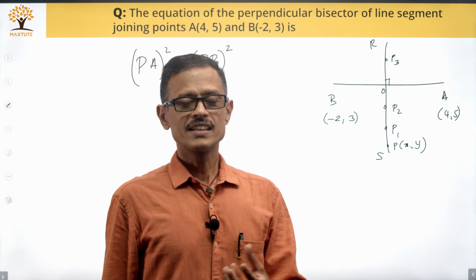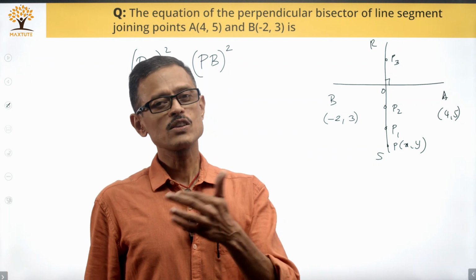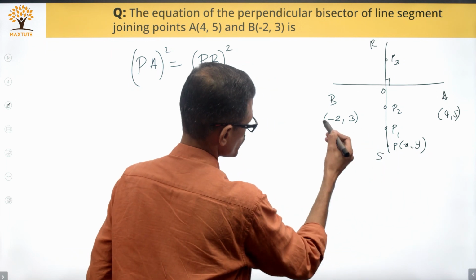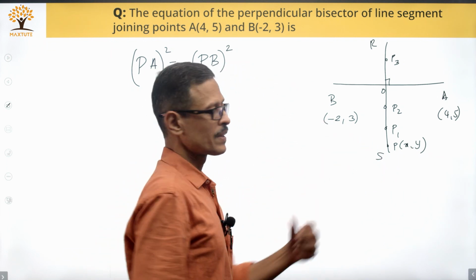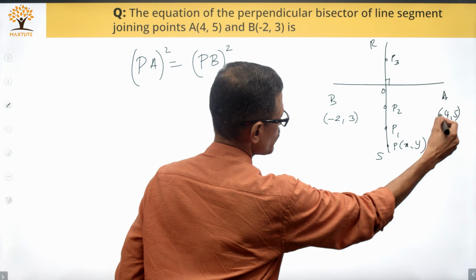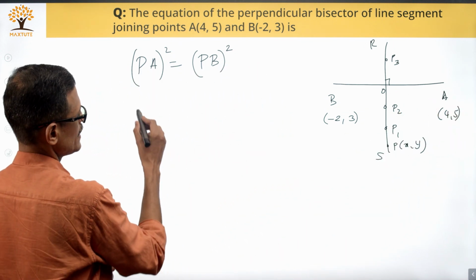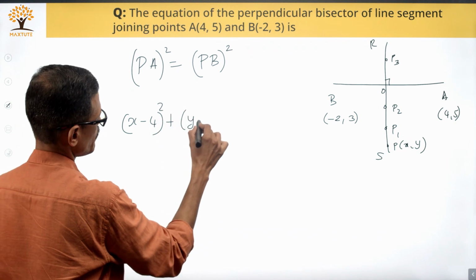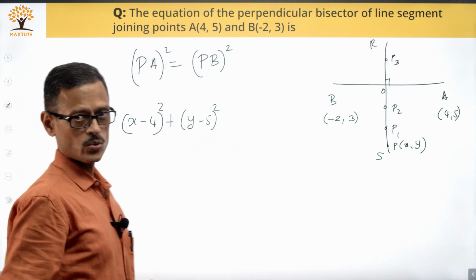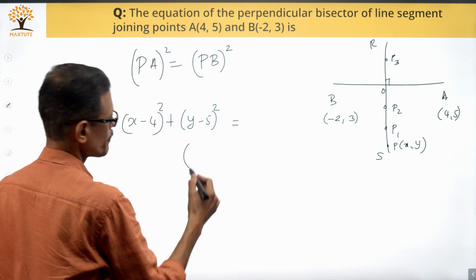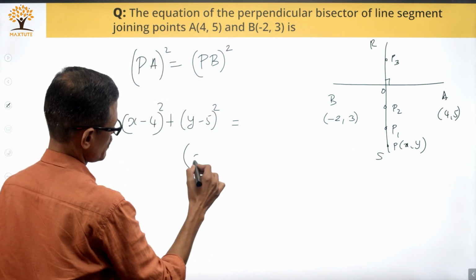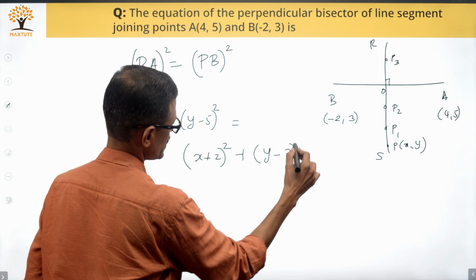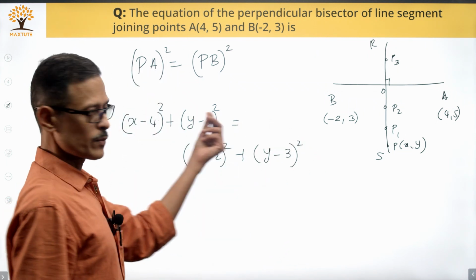Square of the distance is x2 minus x1 the whole square plus y2 minus y1 the whole square, right? Let's take this point to be x2 y2 and this point to be x1 y1 when you are computing PB. When you are computing PA, x2 y2 and x1 y1. So let's find out PA square, which is x minus 4 the whole square plus y minus 5 the whole square. This is equal to PB square, which is x minus of minus 2, which is x plus 2 the whole square plus y minus 3 the whole square. Let's do the expansion in the next slide.